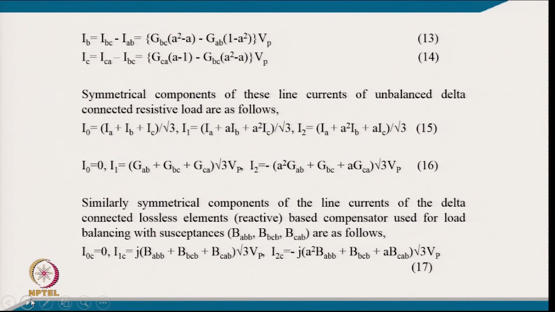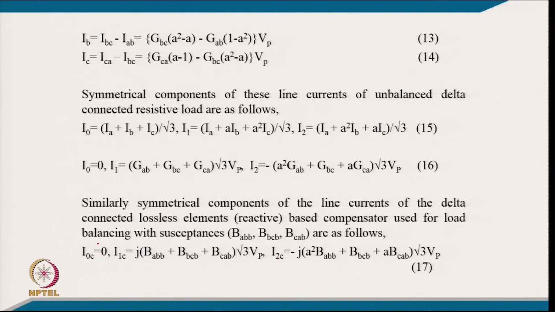The symmetrical components of these line currents of the unbalanced delta connected resistor load are I0 equal to IA plus IB plus IC, then I1 the positive sequence current, and I2 the negative sequence current. For a balanced network the zero sequence current should be 0 and only the positive sequence current should be there. Similarly, the symmetrical components of the line current of the delta connected lossless element susceptance compensator must be used for balancing. Comparing these two relations, the zero sequence current is absent because it is a 3 wire system.